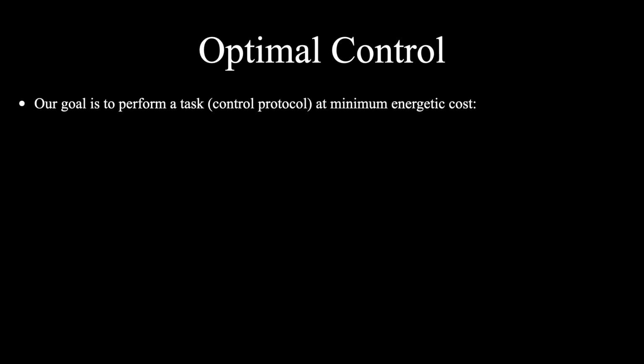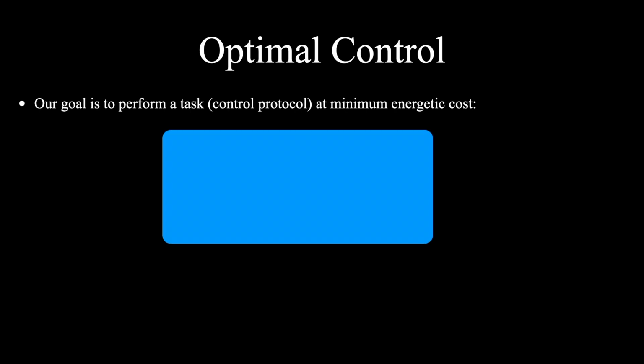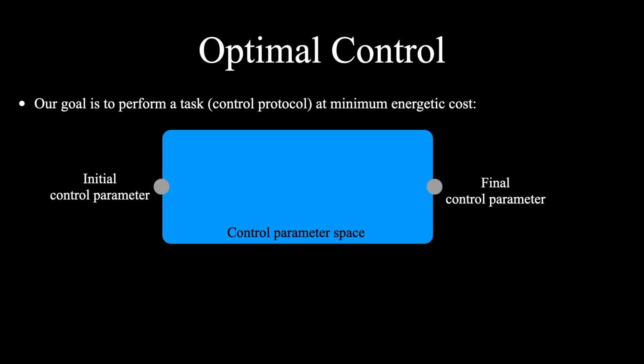So to set up the problem, we're going to be looking at optimal control. Our goal is to perform a task, which we call a control protocol, at minimum energetic cost. So we have in mind some general control parameter space. We want to go from some initial control parameter to some final control parameter. Now to go from one point to the other, you can follow any path through control parameter space, but each different path will differ in its energetic cost. Now our goal will define the path that has the minimum energetic cost.